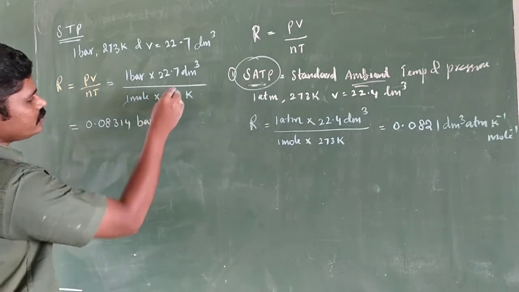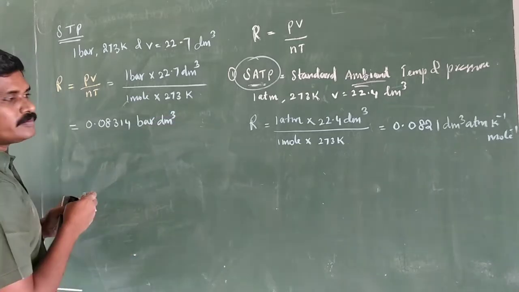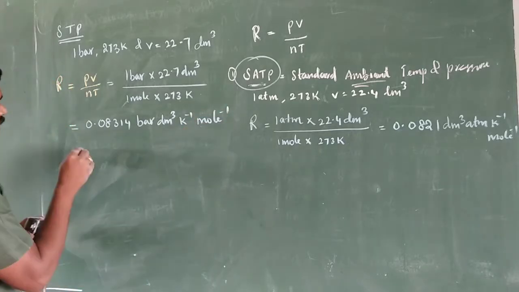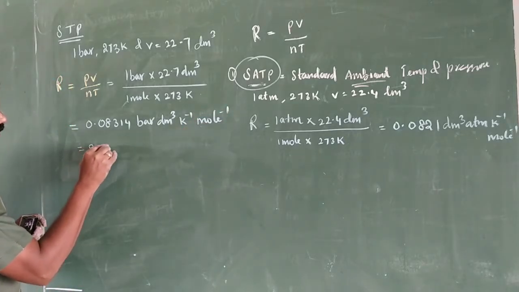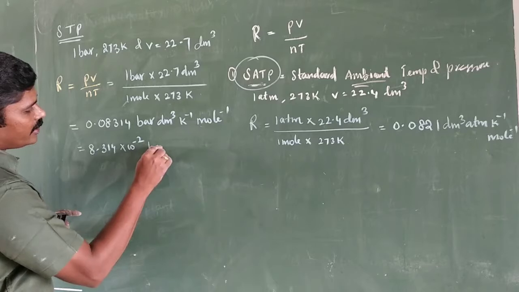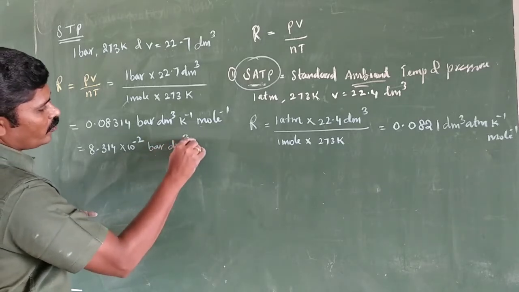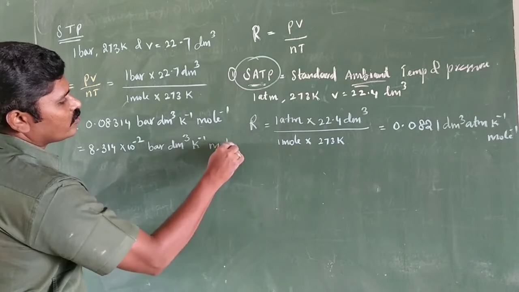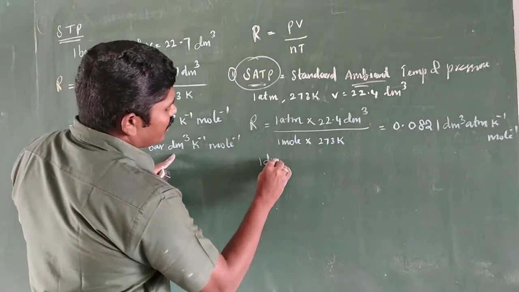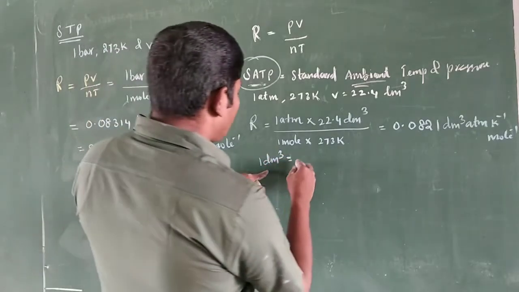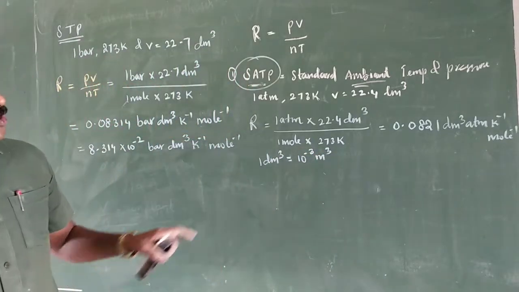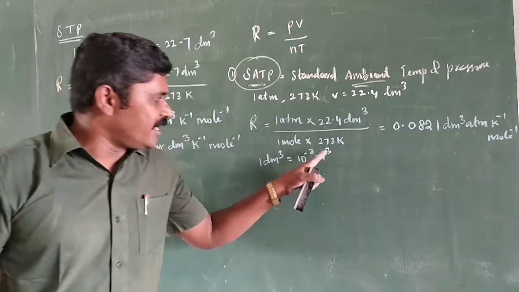0.08314 bar decimeter cube Kelvin inverse mole inverse. That is equal to 8.314 into 10 power minus 2 bar decimeter cube Kelvin inverse mole inverse. Right? So 1 decimeter cube is equal to 10 power minus 3 meter cube.